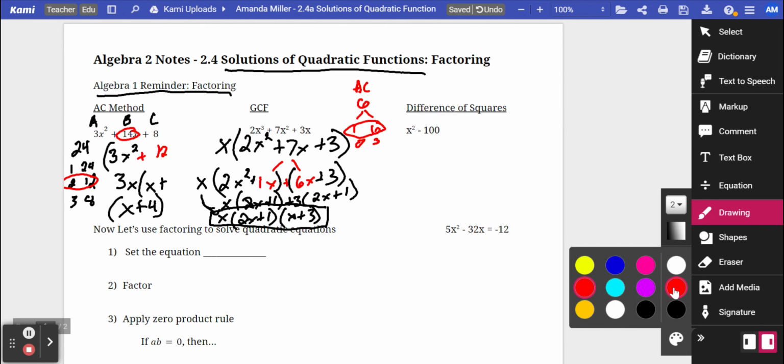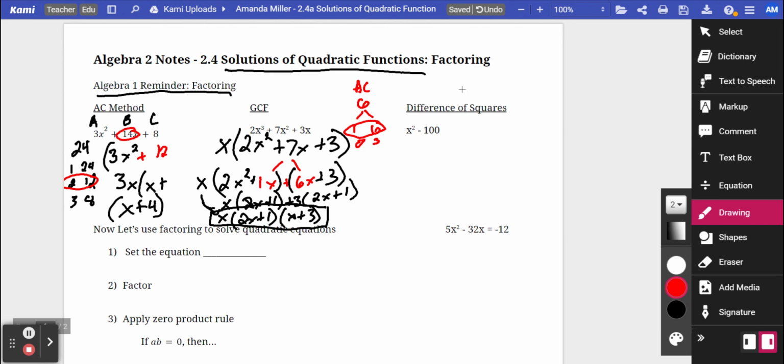We have one more method, and that's the difference of squares. The difference of squares follows the pattern a squared minus b squared equals a minus b times a plus b. So in this case, if a is x, b would be the square root of 100, 10. Then x squared minus 100 factors to be x minus 10 times x plus 10.